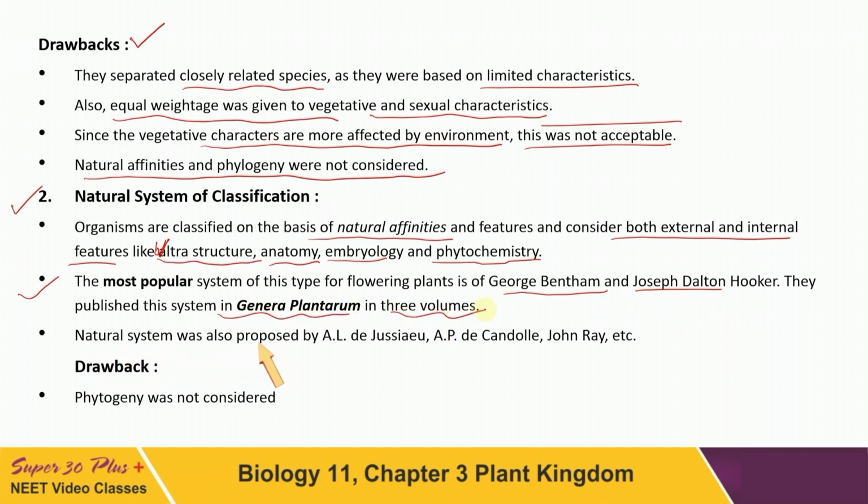Natural system was also proposed by some others, that is A.L.de Jussieu, A.P. de Candolle, and Johann Ray, etc. The drawback of this natural system is that they didn't consider phylogeny, that is, evolutionary relationships were not considered.